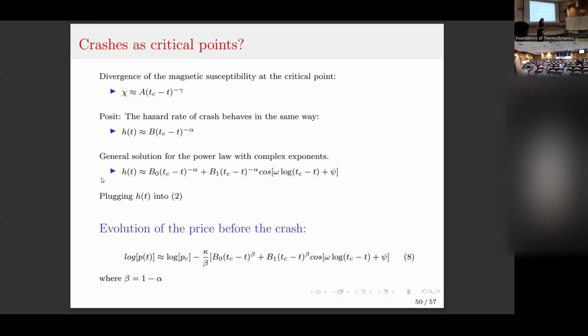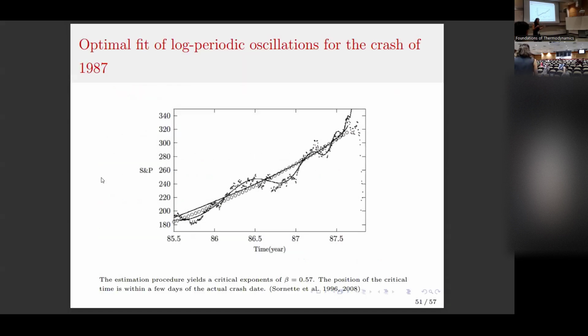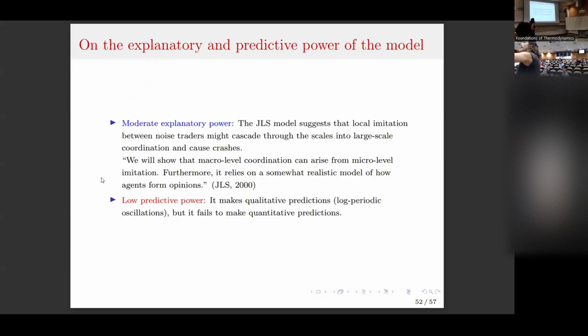So they said that these log periodic oscillations can be taken as the signal that the crash is coming. And then they contrast these log periodic oscillations with actual data, and they show that it fits with the data, even to the naked eye, right? So the model is not as bad as we might have thought, even if it's very idealized.